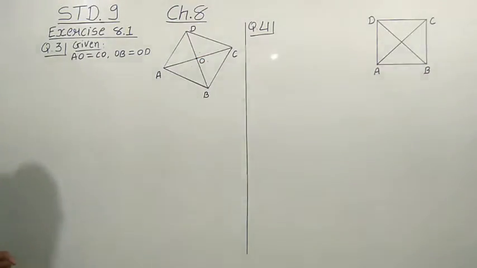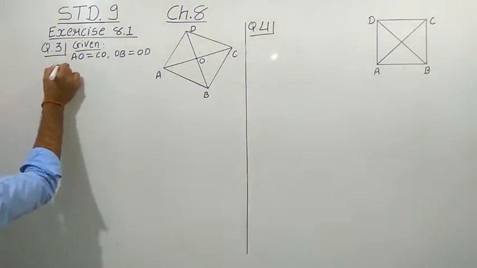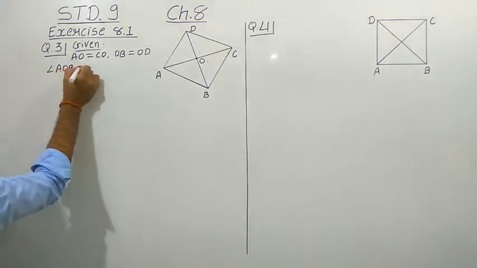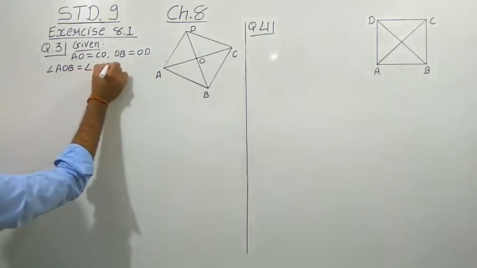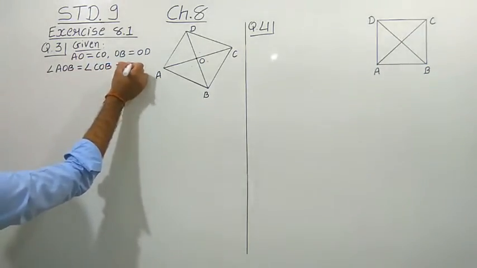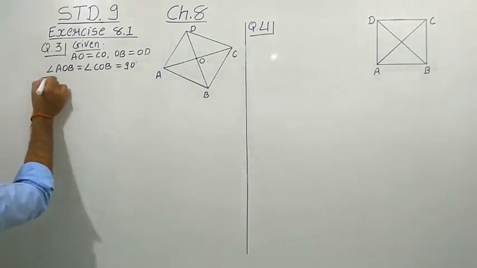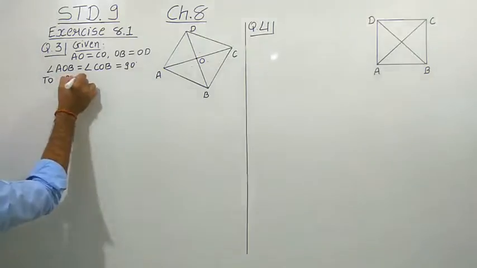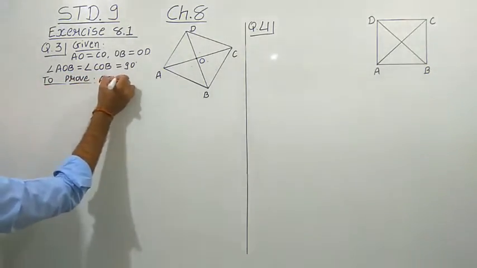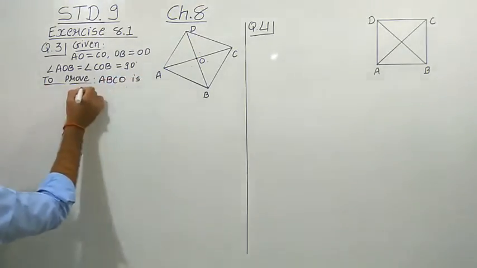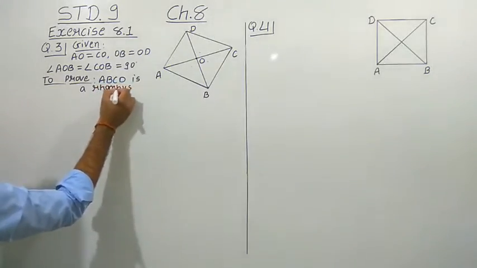Out of that, we are writing only one or two of the angles, that is, angle AOB is equal to angle COB is equal to 90 degrees. So these are the given conditions. What we have to prove is that ABCD is a rhombus.